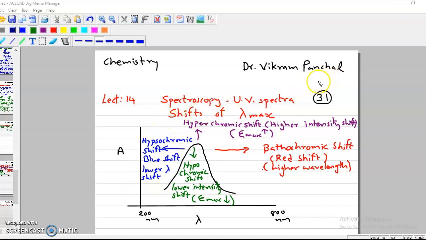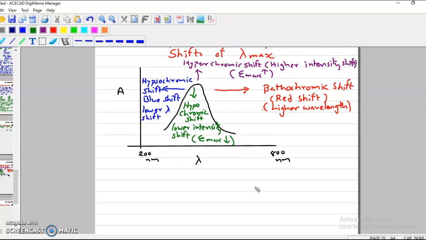This is Dr. Vikram Panchal and I'm dealing with spectroscopy and ultraviolet visible spectra. This is lecture number 14. In this lecture, I will explain shifts of lambda maxima. Mainly, there are four types of shifts that you can see here.